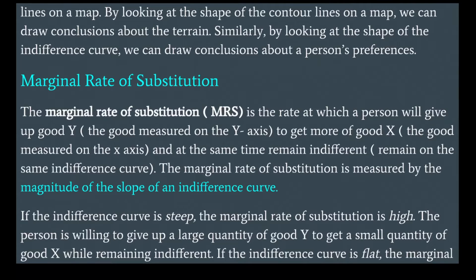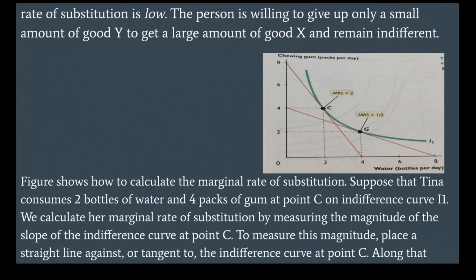If the indifference curve is steep, the marginal rate of substitution is high. The person is willing to give up a large quantity of good Y to get a small quantity of good X while remaining indifferent. If the indifference curve is flat, the marginal rate of substitution is low. The person is willing to give up only a small amount of good Y to get a large amount of good X and remain indifferent.